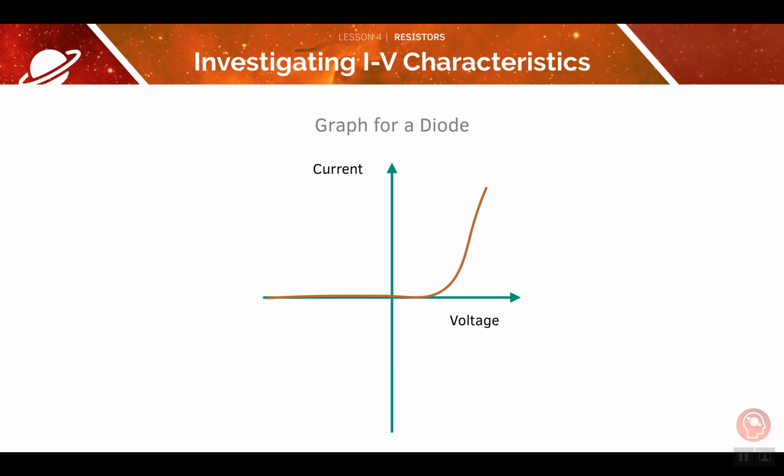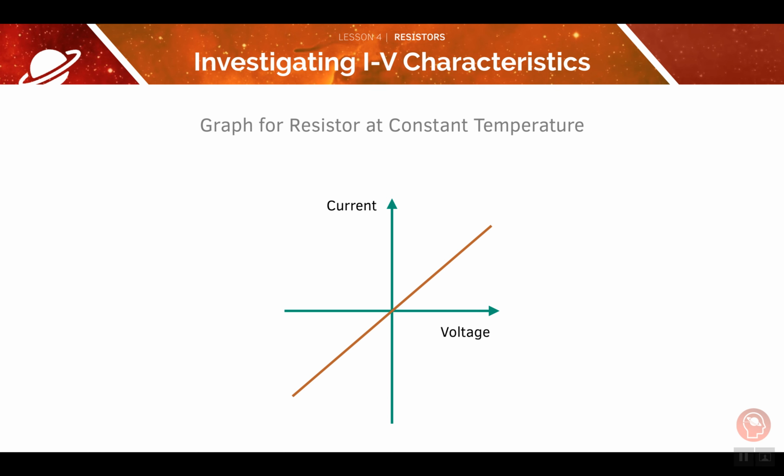Now we can see the graph for a diode. The graph shows that increasing the voltage one way leads to a rise in current. However, increasing the voltage the other way does not lead to a rise in current. Ohm's law is the special relationship between current and potential difference of a component. It gives us the characteristic straight line graph we saw in the last experiment.